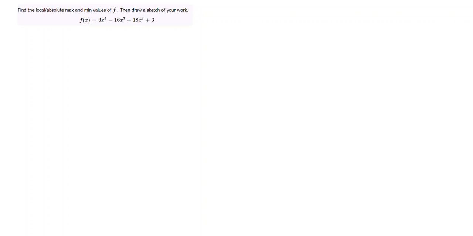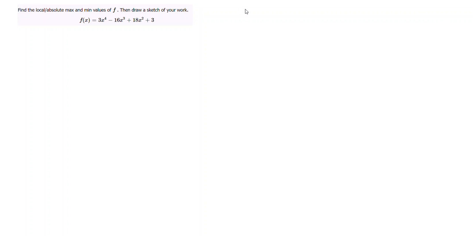All right, in this question, we're going to find the local and absolute max and min values of f, and then we're going to sketch our work. Up until now, typically what you'd want to do here is punch this into your calculator, and we'd be able to get a rough idea of where the max and mins are. But we're going to be doing this all by hand now, because we are in calculus.